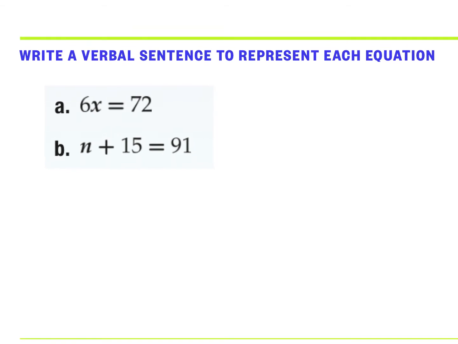Alright, for the next page, I'm doing the same thing but opposite. So I'm taking the problem and putting it into words. So how would I write A in words? What sentence would I say?